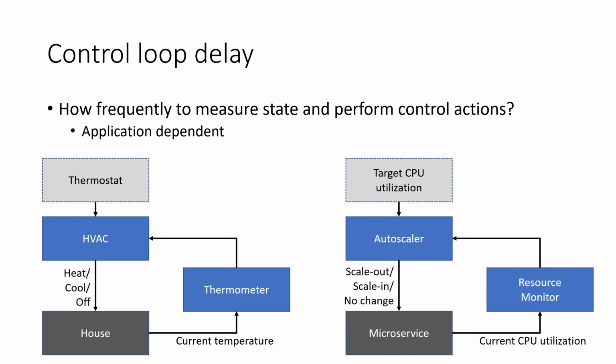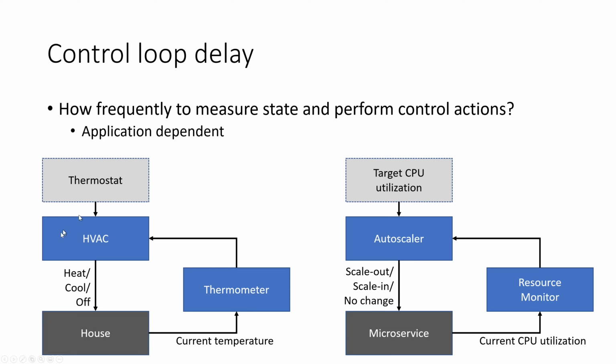One important aspect in control loops is the control loop delay, or how frequently you're going to run the control loop. And there's no right or wrong answer. We need to look at the application and then decide on a loop delay that is reasonable for that application.